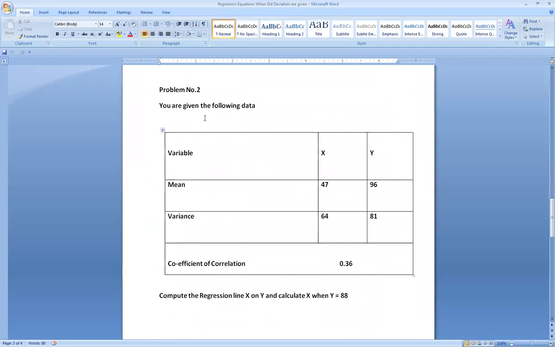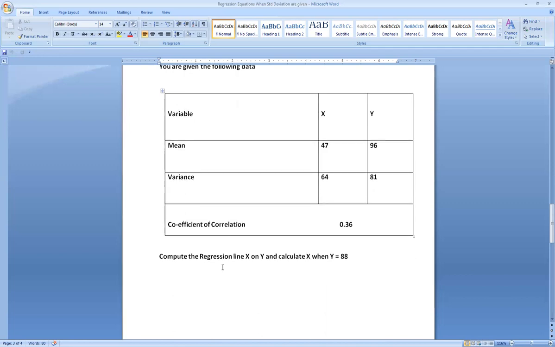Here they have given the following data: the variables x and y, and the means. The x mean is 47, the y mean value is 96. Here they have not given standard deviation, but variance is given, that is 64 for x, and y variance is 81. The correlation coefficient is 0.36. We need to calculate the regression equation of x on y and y on x.